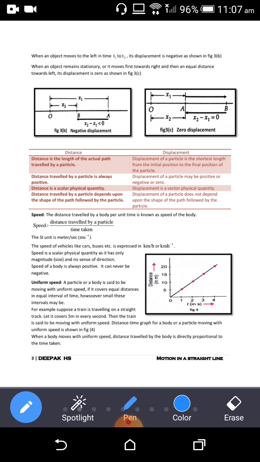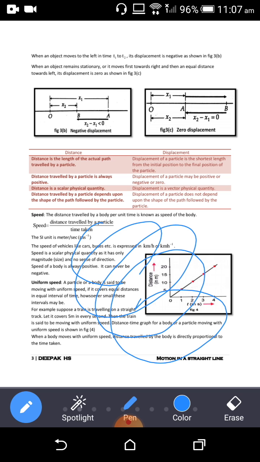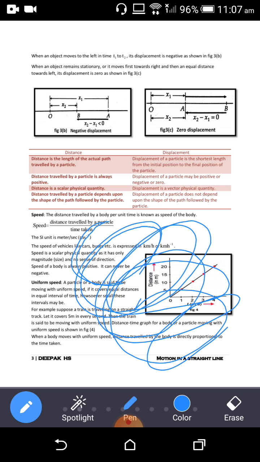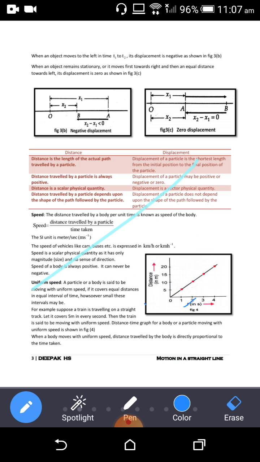If a particle travels in this shape, how are you going to calculate the distance? You need to calculate the complete path traveled by the particle or the person. When I talk about the displacement, this is my initial point and this is my final point. Only these two we are calculating. The displacement doesn't depend upon the shape of the path followed by the particle. So this is the difference between distance and displacement.